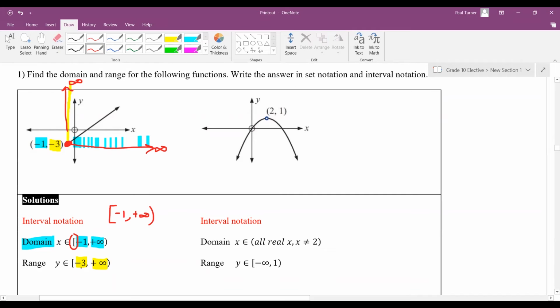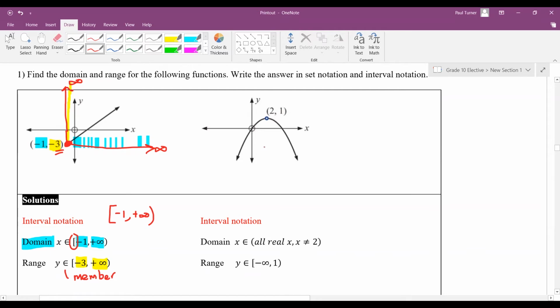And we do the same for range. We go from -3 down here, and we'll go up to infinity in that direction. So from -3 up to infinity. And that just means y is a member of. That's your set notation for member. So that means all y values between -3 and infinity.